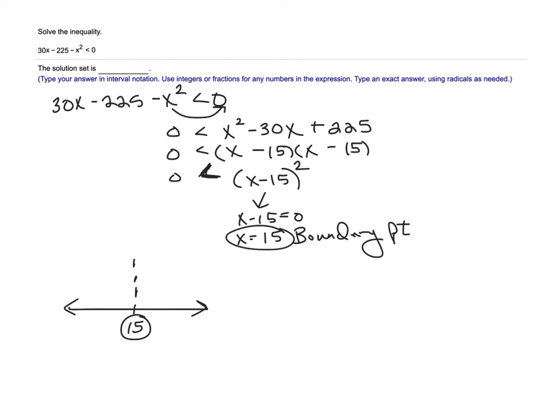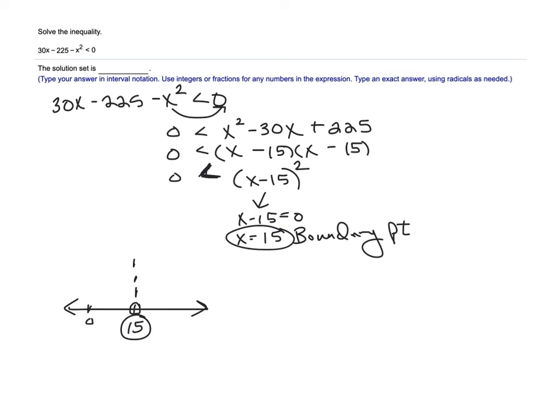Or if you feel better, you could always write it as an open dot. It's the same thing. An open dot and a dotted line represent the same thing. But we have 2 different intervals. So let's test a point in each interval. Let's see, to the left, I'm going to pick anything less than 15. I could pick 14, 13, 12, 10. I could pick 0. I could pick anything negative if I want to.